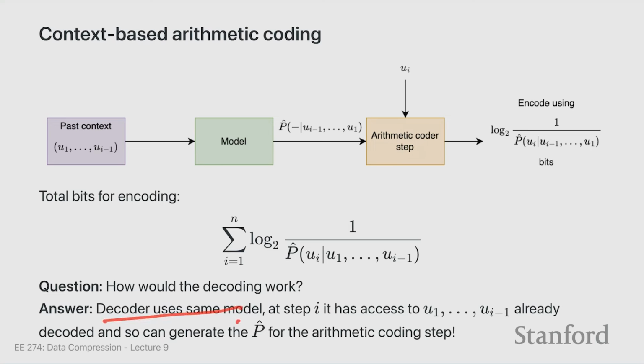The decoder needs to use the same model, and at step i, it will have the past, right? So the decoder will work step by step. At step 0, it has nothing, but it has the model, so it's able to make those intervals. It decodes U1. Then it knows U1. It feeds U1 into the model. It gets the next step probabilities, decodes U2, and so on. So this is able to decode iteratively. Is that somewhat clear? And we'll look at some specific models, which hopefully will make it slightly clearer. And you will have a homework question.